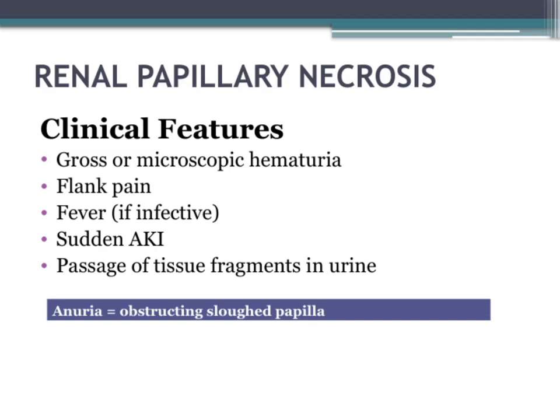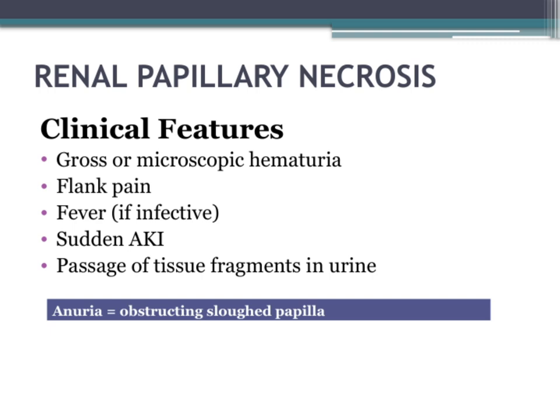Let's take a closer look at renal papillary necrosis and its clinical features. Anuria, or the absence of urine, can occur when there is an obstructing sloughed papilla blocking the flow. This is a key point to remember because it highlights how tissue necrosis can directly impact kidney function. Clinically, patients may present with gross or microscopic hematuria, meaning you'll see blood either visibly in the urine or only detectable under a microscope. Flank pain is also common, often due to the necrosis or any associated inflammation.